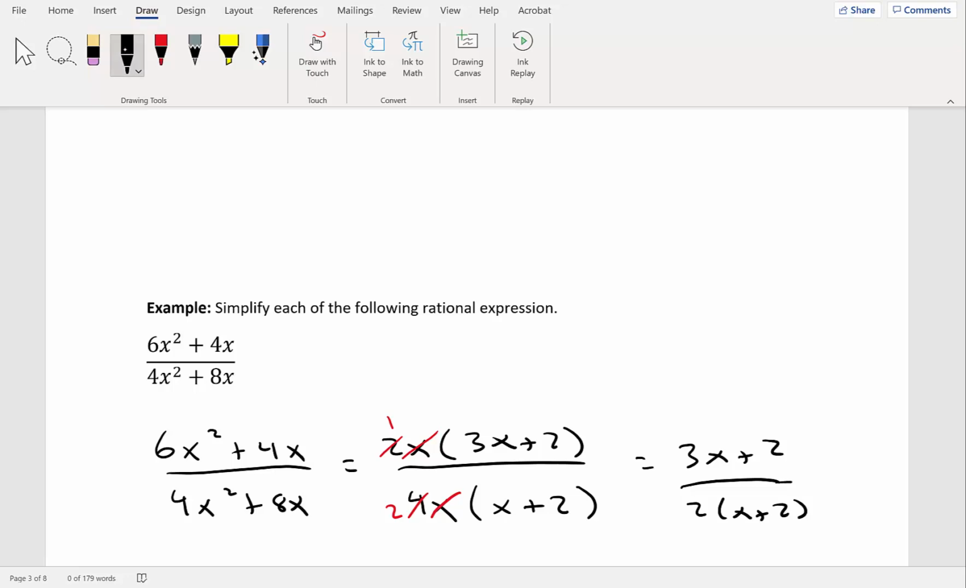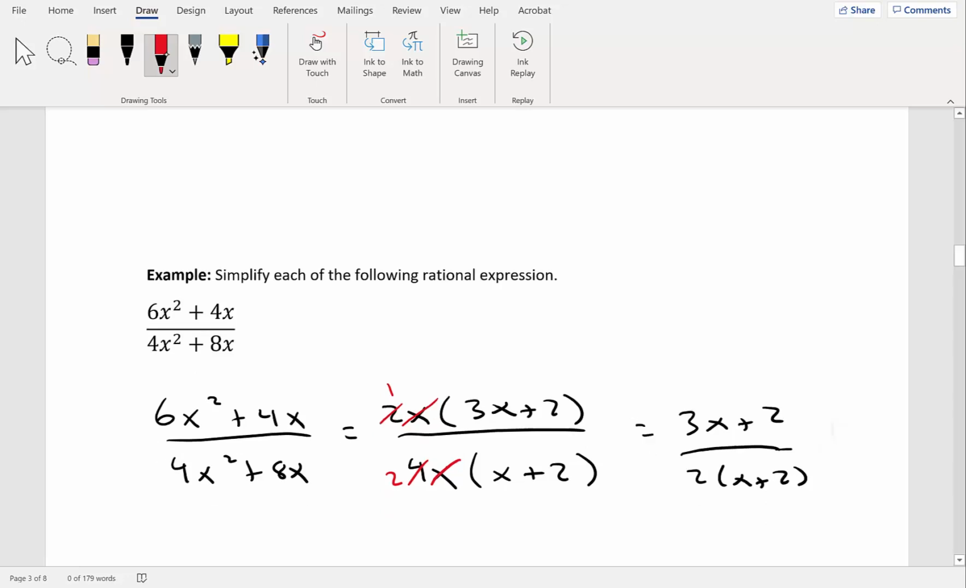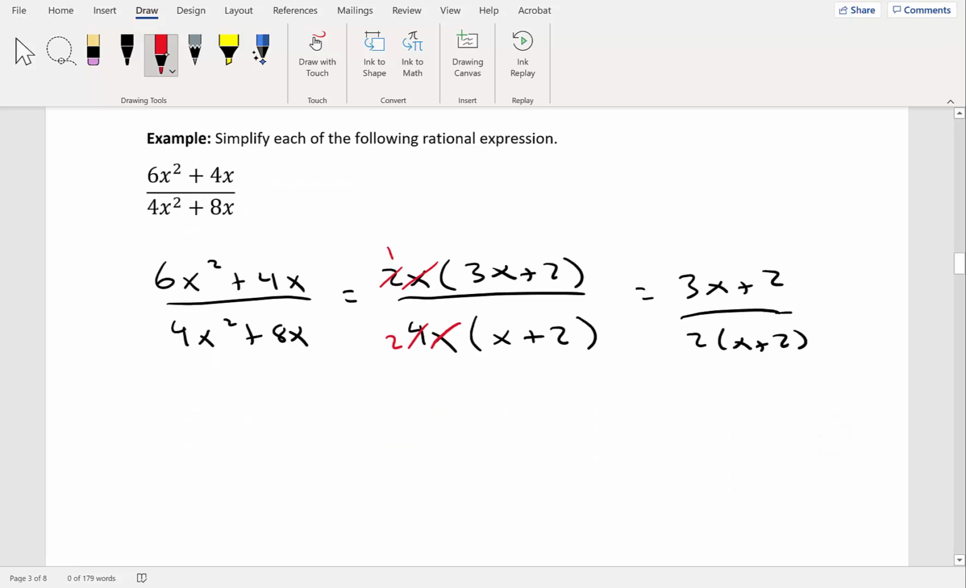Now be careful here. Even though you see another x over here and another x over here, you can't cancel those out because those are not factors. Those are just terms. Same thing with these 2's. This is just a term, it's not a factor. So remember, factors are when you're multiplying. So now I have my rational expression completely simplified. Just be careful with what are factors and what are terms.